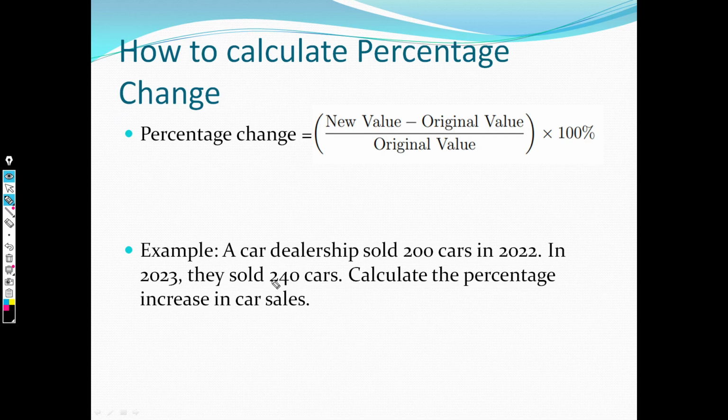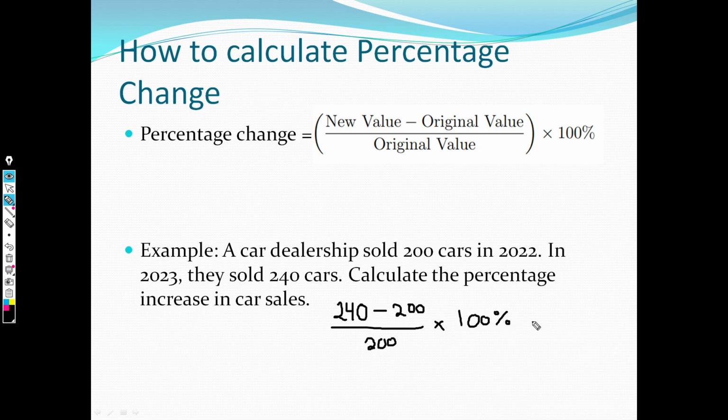So if I read this correctly, I can deduce that this is my original number. My initial number was 200, and my new number is 240. Okay, so to calculate the percentage change, I'm going to say 240, which is my new value, minus my original value, so that was 200, divided by my original value, which is 200. And then that times 100%.